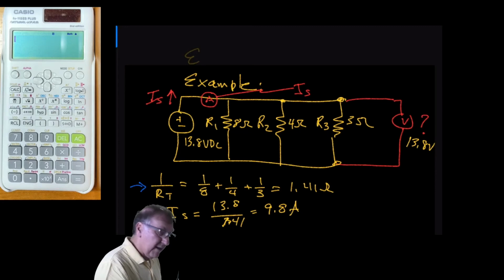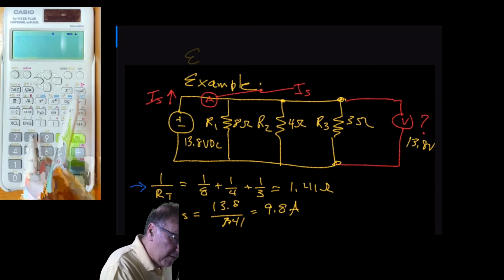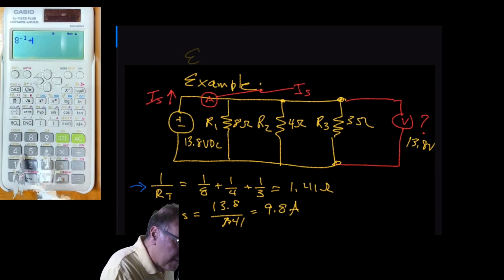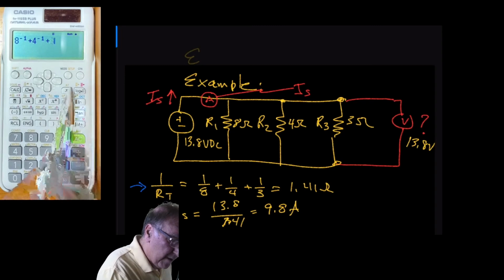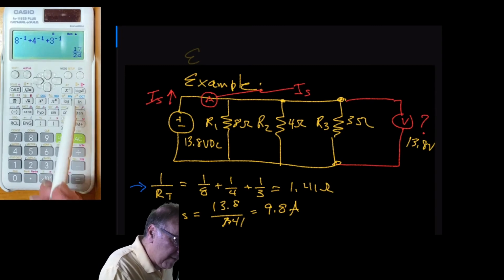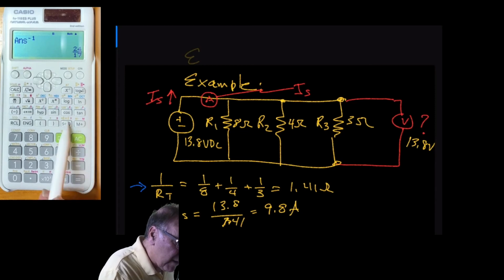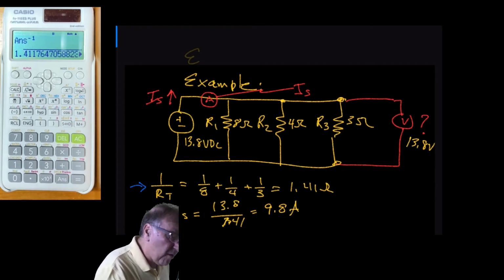And we can calculate that again in our calculator here. So if we have 8 reciprocal plus 4 reciprocal plus 3 reciprocal, that equals, and we take the inverse of that, equals, and change that to decimal. It comes out to 1.41 ohms.